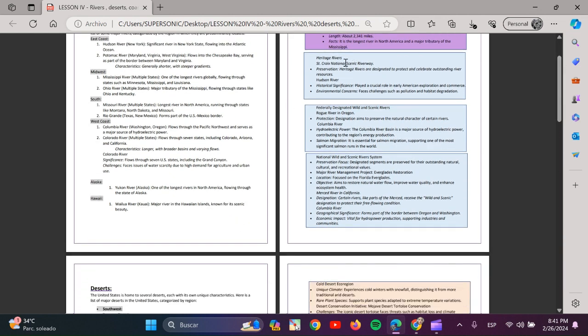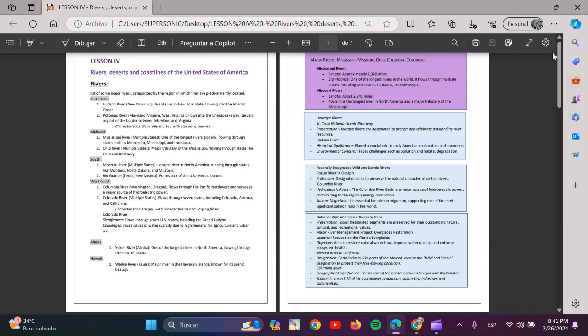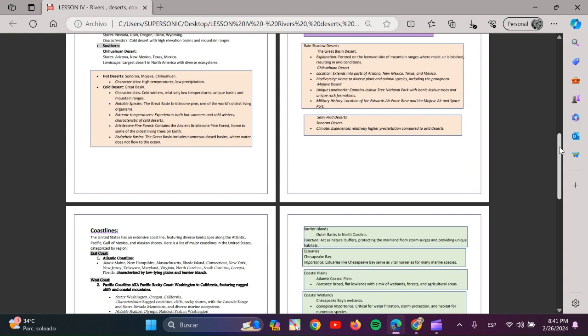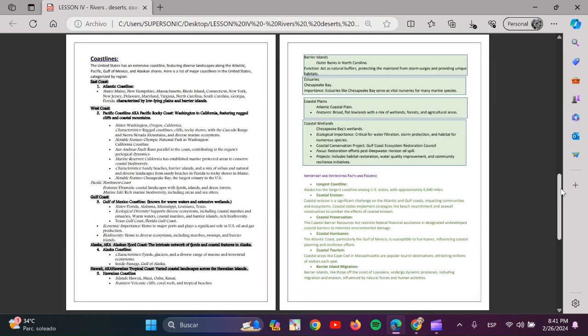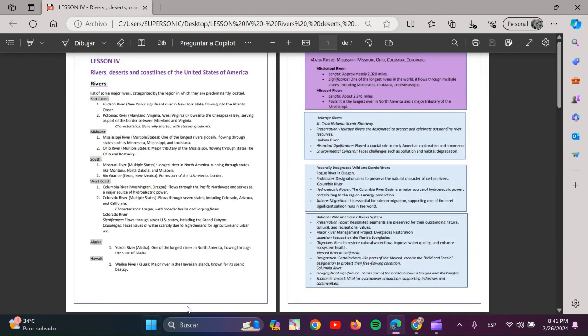Another type of classification, heritage rivers, federally designed wild and scenic rivers, and national wild and scenic river system. What I'm trying to say is there are a lot of ways to classify the rivers, and desert, and coastline, and so on. At the end of this lesson we have important and interesting facts and figures about it. So let's start.